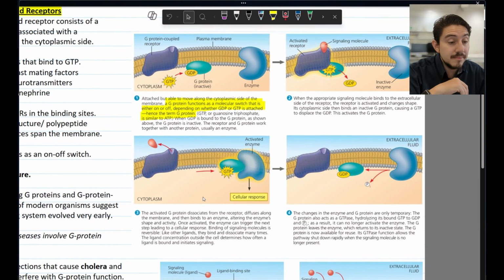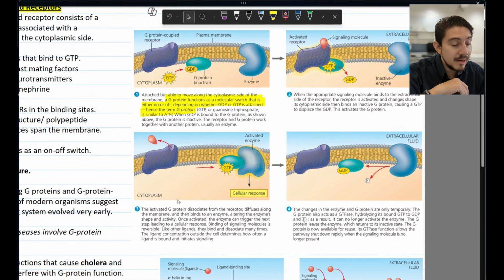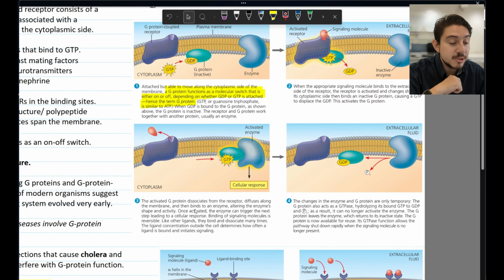Number 3, the activated G protein will then dissociate from the receptor, diffuse along the membrane, then bind to an enzyme, altering the enzyme shape and activity. Once activated, the enzyme can trigger the next step, leading to a cellular response.